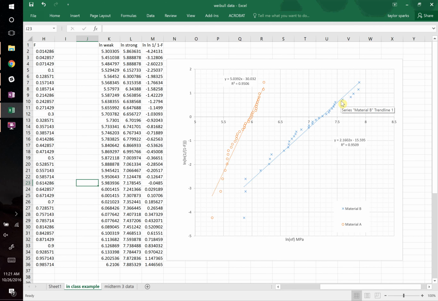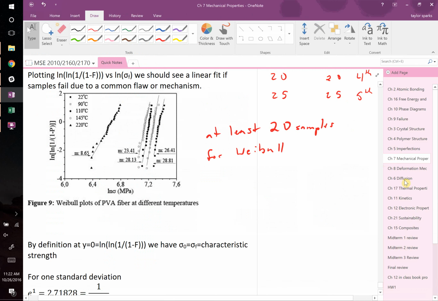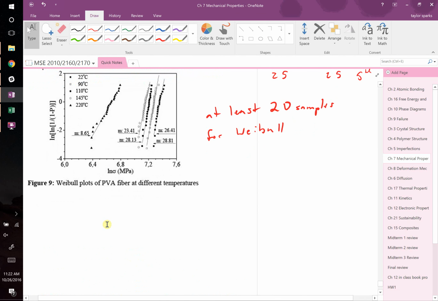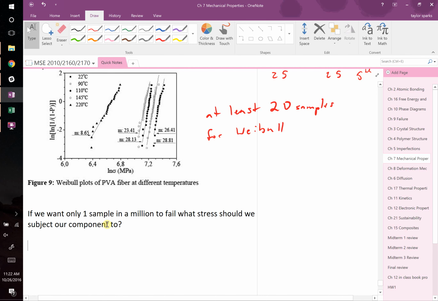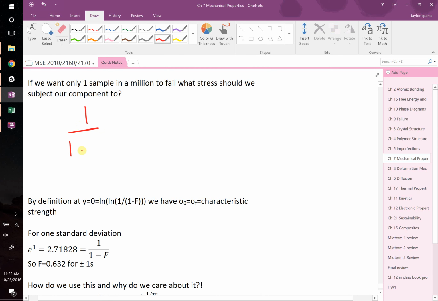So what is that fraction? What's the fraction of failure that we want? Let's write it out on our sheet here. Let's say if we want only one sample in a million to fail, what stress should we subject our component to? Right? This is now probabilistic. So how do we do this? We're going to say, all right, we want 1 over 1 times 10 to the 6th to be equal to f. Right? 1 in a million. We want that to be our failure criteria, right?